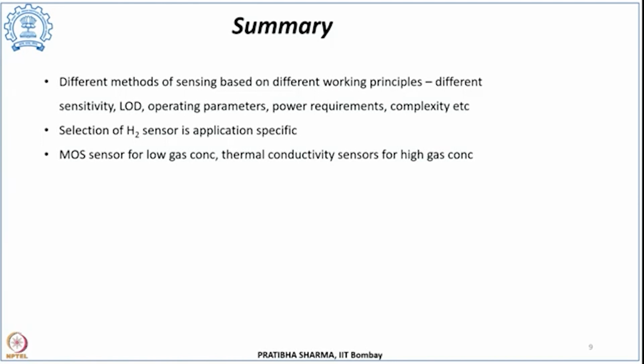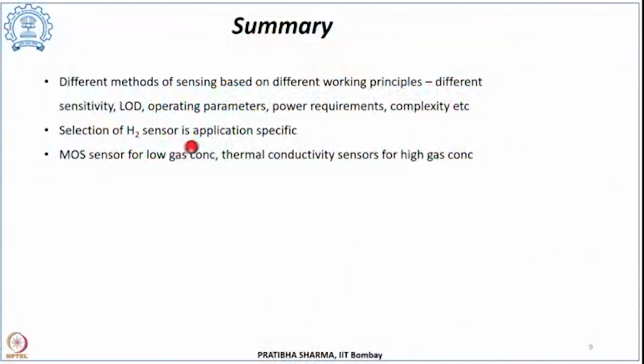To summarize this section on hydrogen sensing, we have seen the different methods of hydrogen sensing which are based on different working principles, and based on the working principle the sensitivity, the level of detection, operating parameters, power requirements and the complexity may vary from sensor to sensor. Now, which sensor will be used for a particular application depends on the application itself. So, the selection of hydrogen sensor is highly application specific. For example, metal oxide sensors can be used for low gas concentration, while the thermal conductivity sensors could be used for higher gas concentration. So, these are all application specific.